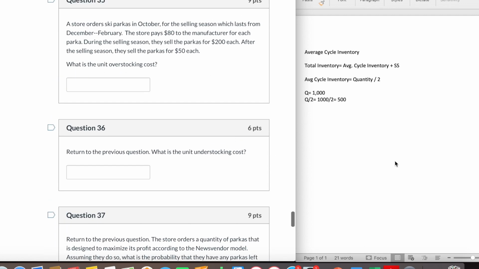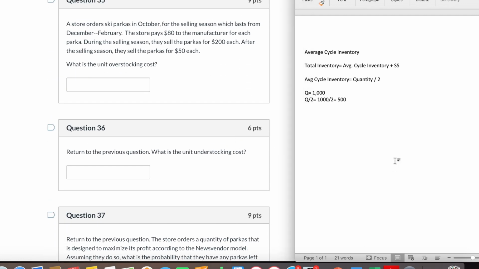Now, question 35. A store orders ski parkas in October for the selling season, which lasts from December to February. The store pays $80 to the manufacturer for each parka. During the selling season, they sell the parkas for $200. After the selling season, they sell the parka for $50 each. What is the unit overstocking cost?